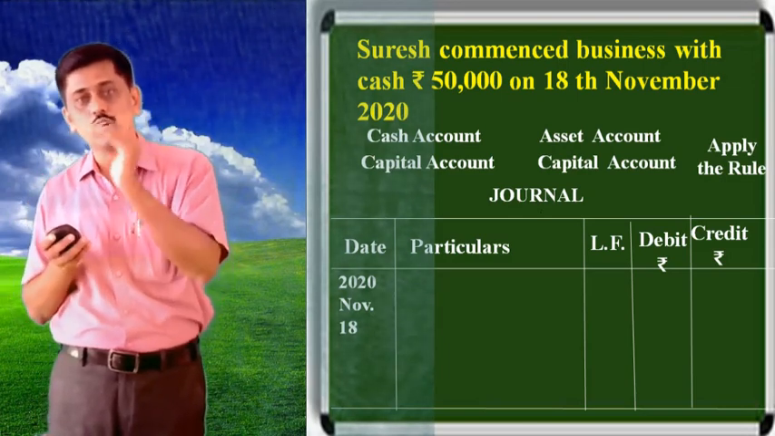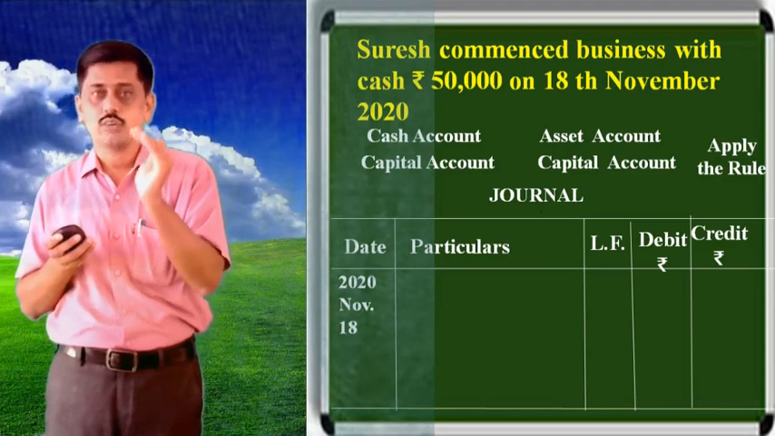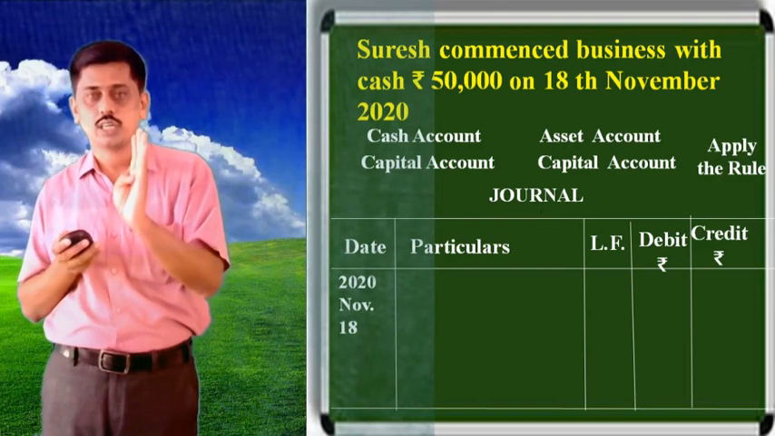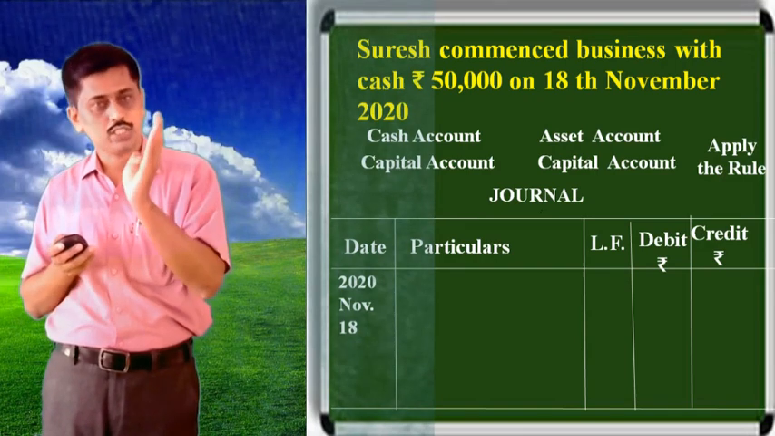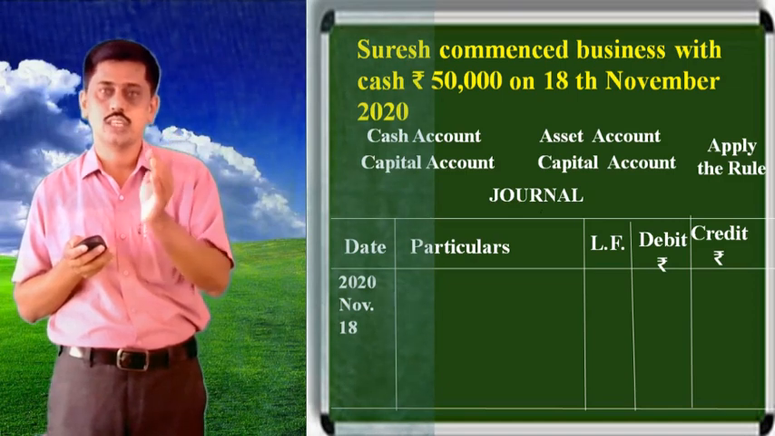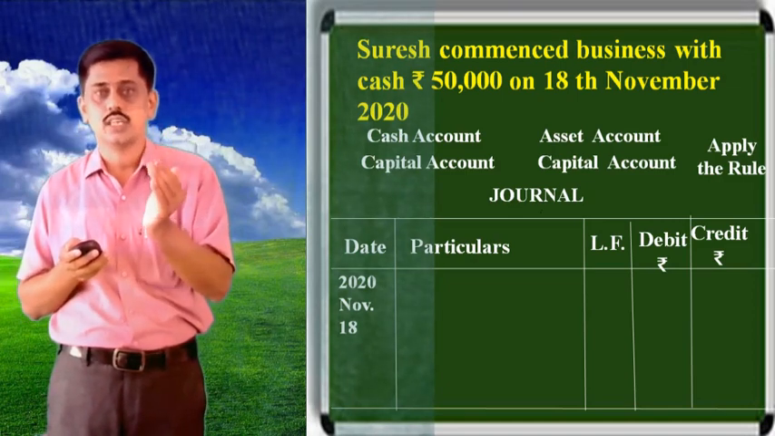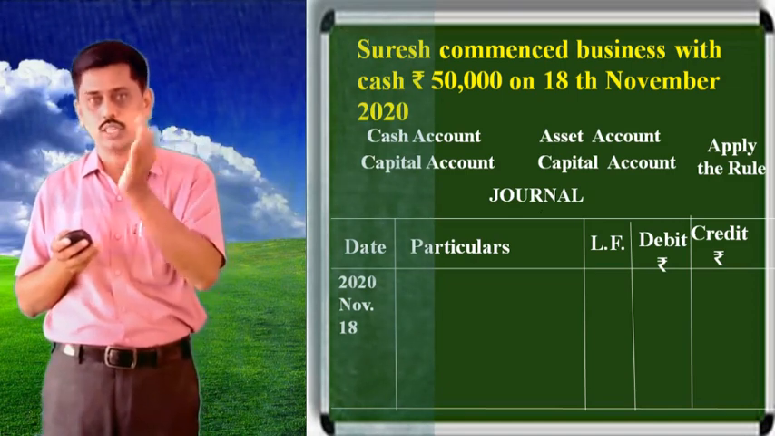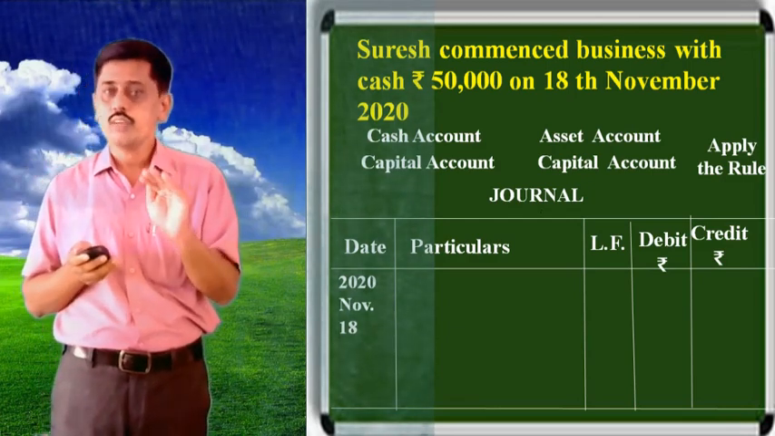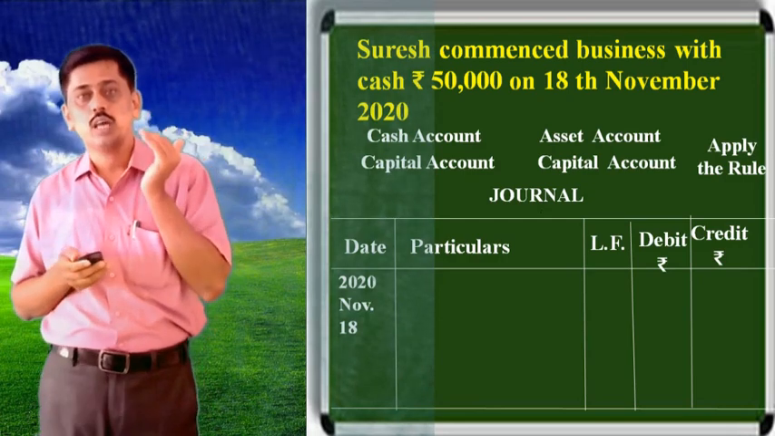When asset value increases, what should we do? We should debit that asset account. So the account to be debited here is cash account. Why are you debiting cash account? Cash account is an asset account. The rule for asset account is debit, increase in asset, credit, decrease in asset. Here cash comes in, so asset increases and hence cash account should be debited. Okay. And the other account is capital account.